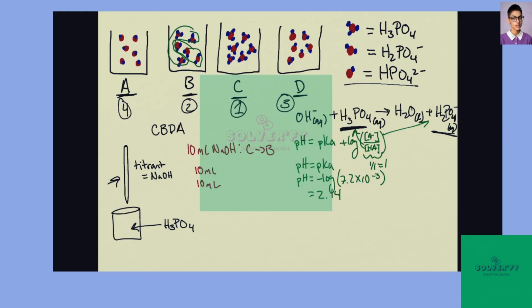And then to go from scene D to scene A, we're again going to pull off the hydrogens from the second half of those molecules, converting the rest of the H2PO4- to HPO4 2-, which will bring us to scene A. What that means is that the additional NaOH needed to go from scene B all the way to scene A, or the second scene to the final scene, is 30 milliliters of NaOH.